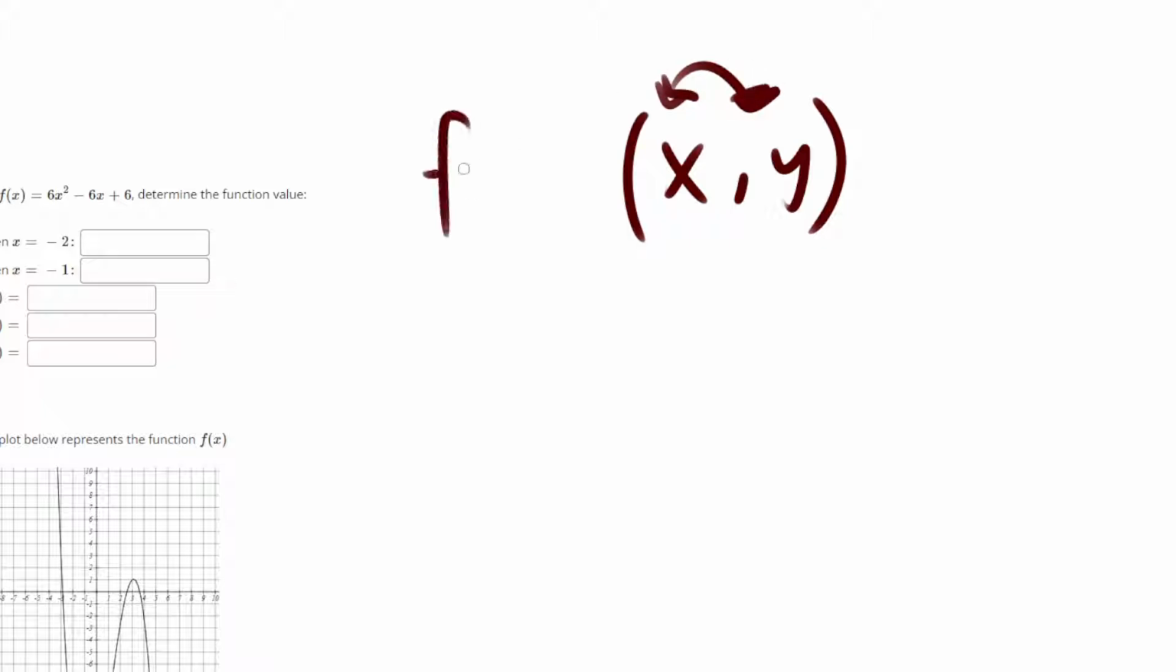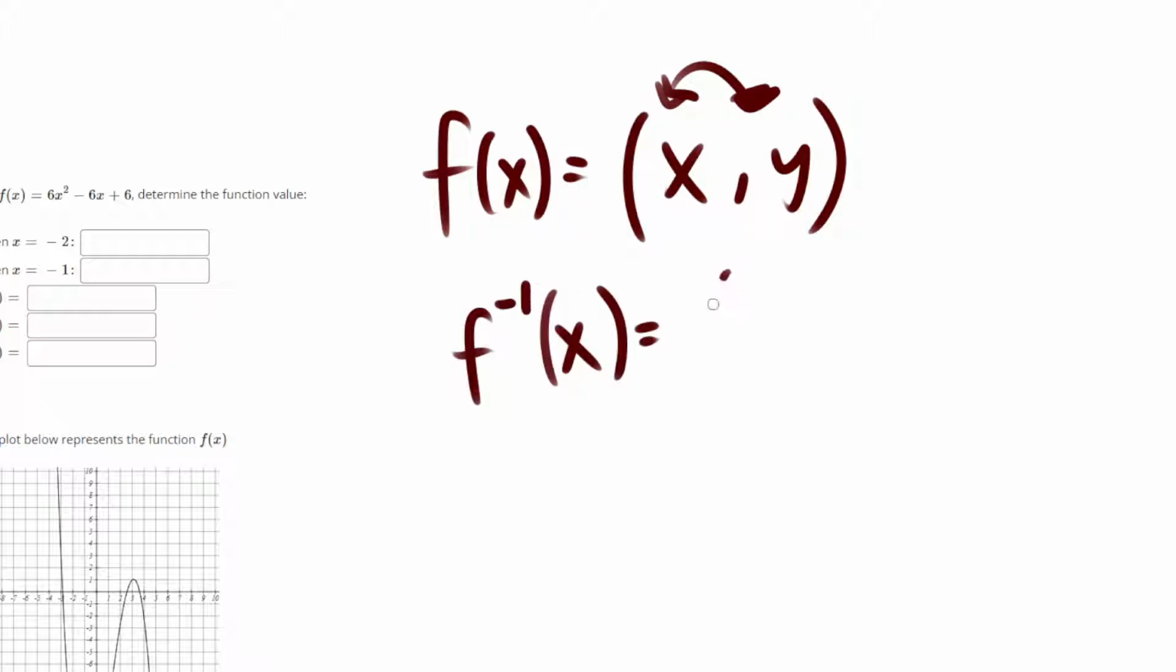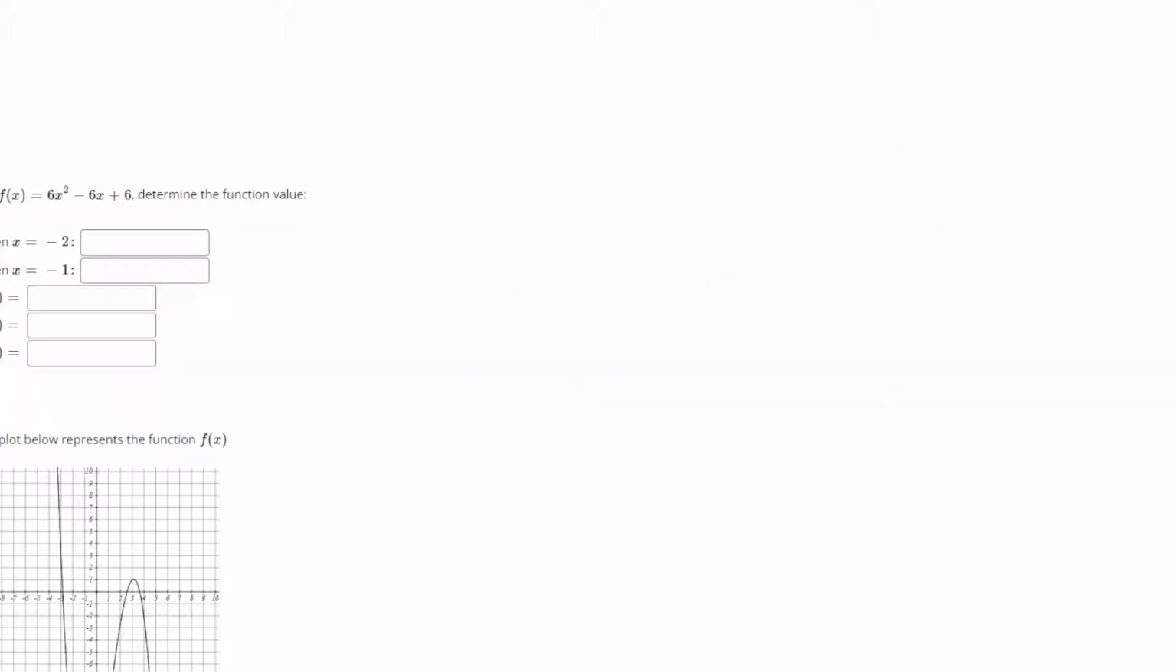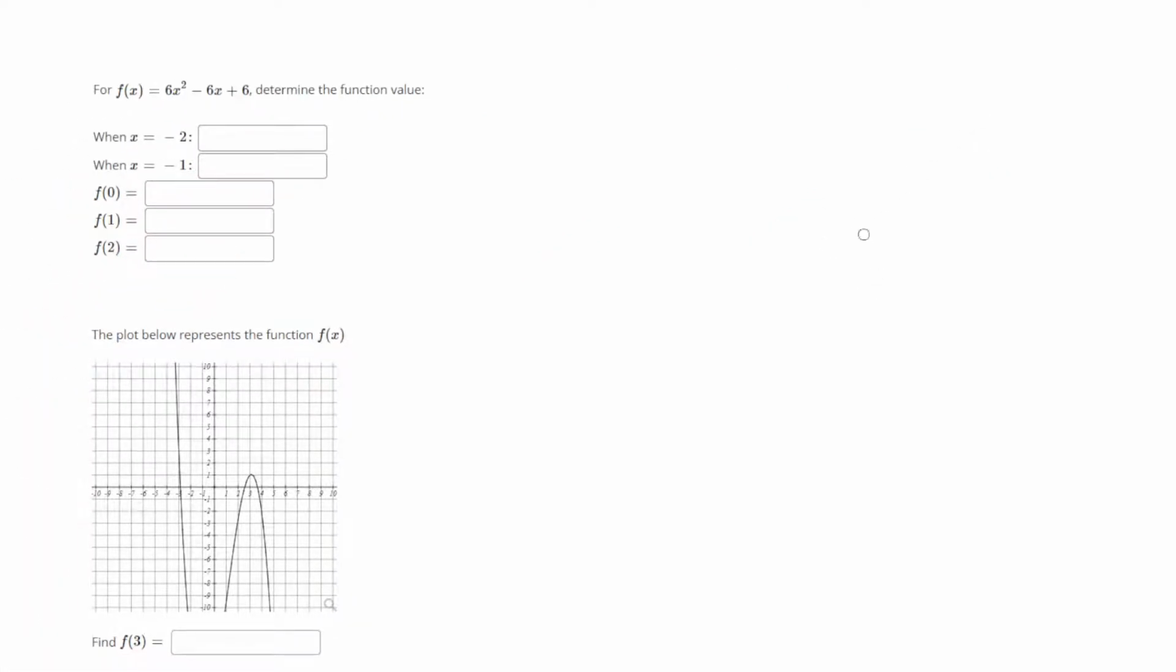So if this was f of x, then f of negative 1 of x, which is the inverse, would look like this, y comma x, from our original function. So that's one thing to keep in mind.